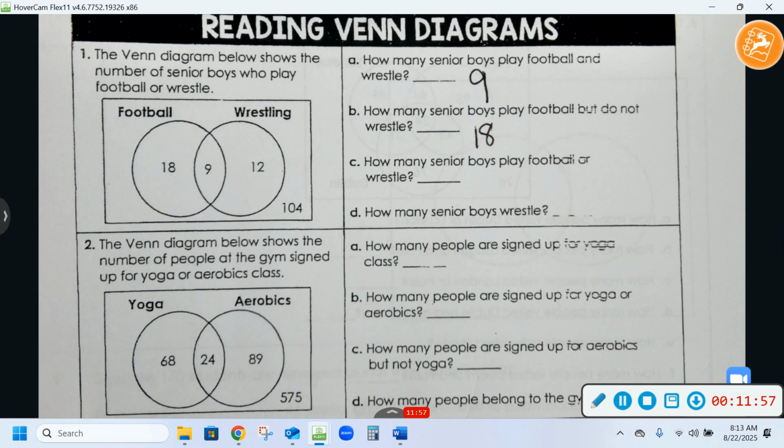How would we figure out how many senior boys play football or wrestle? Astrid. Right, exactly. We would have to say 18 plus 9 plus 12. So do that and tell me how many total. That one should trip you up a bit because you're just learning it. You're like, wait, why am I adding all these together? Because remember, or is all of it. All of it. They can do one or the other and they meet the criteria.